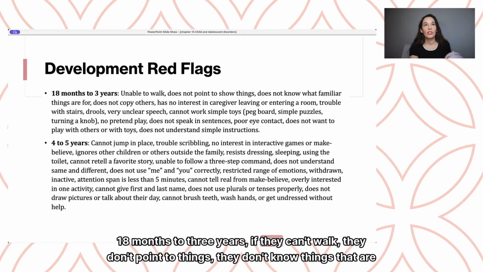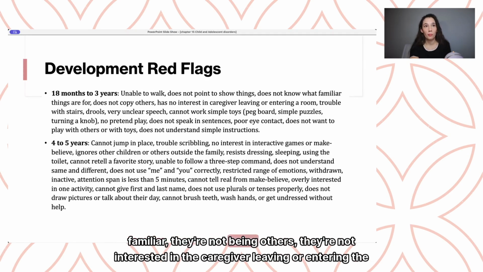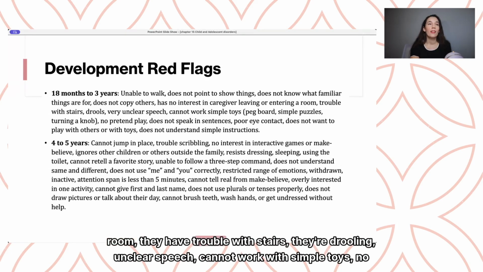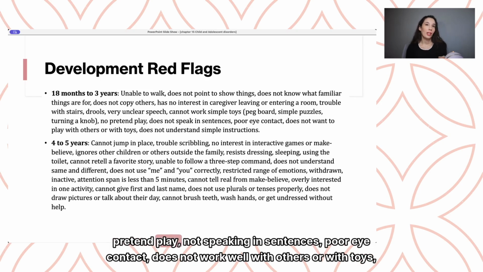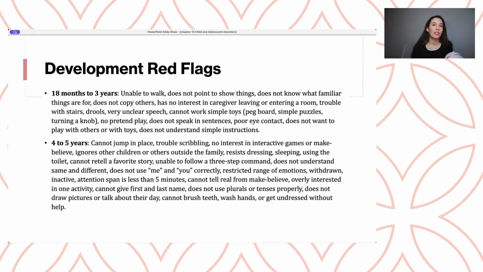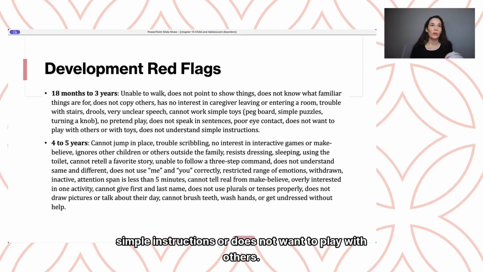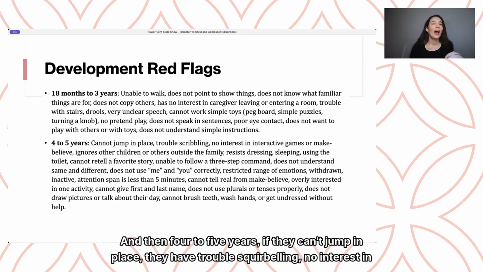At 18 months to 3 years, if they can't walk, they don't point at things, they don't know things that are familiar, they're not copying others, they're not interested in the caregiver leaving or entering the room, they have trouble with stairs, they're drooling, unclear speech, cannot work with simple toys, no pretend play, not speaking in sentences, poor eye contact, does not work well with others or with toys, does not understand simple instructions, or does not want to play with others, sorry.